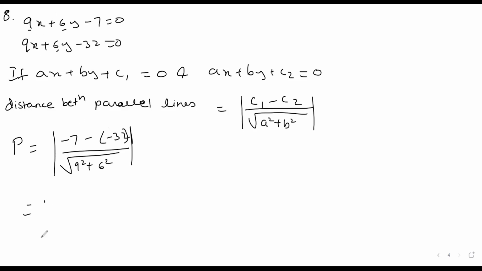This will be minus 7 plus 32 upon, this is 81 plus 36.